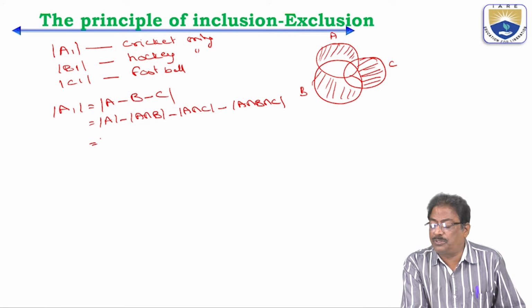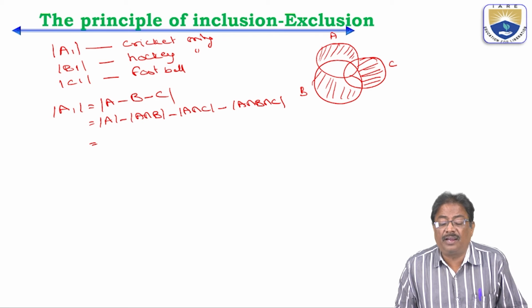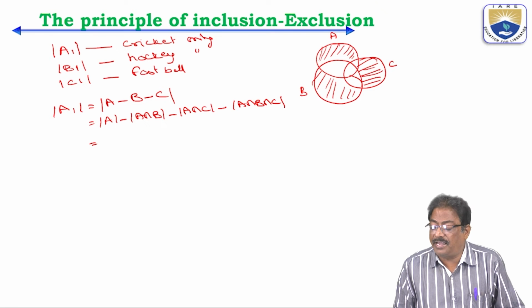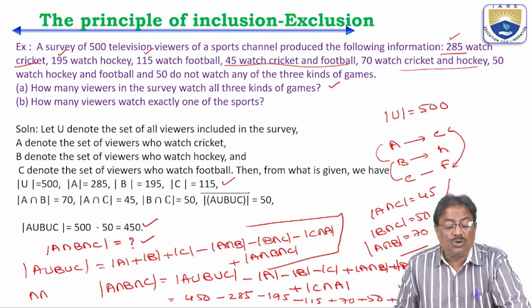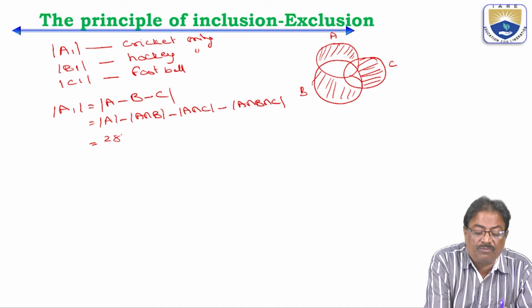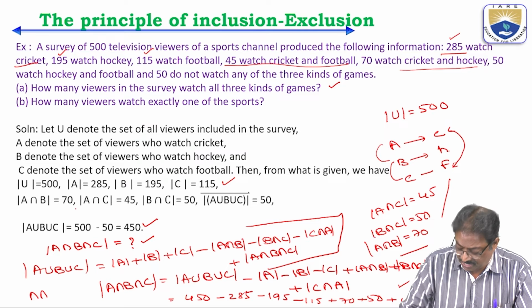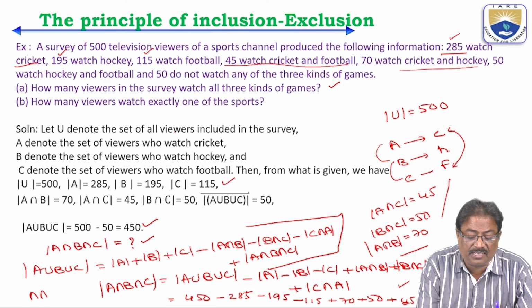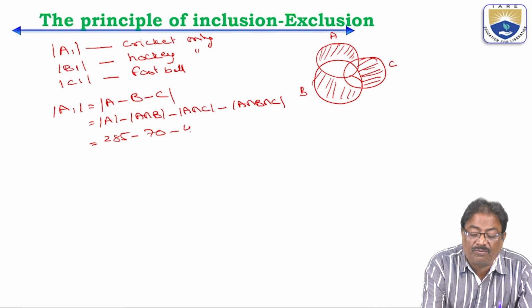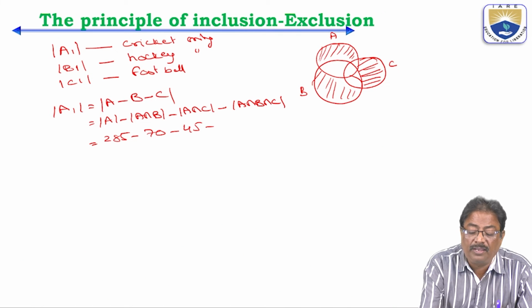So we are going to substitute all the values. What is cardinality of A? What is A intersection B? And A intersection C? And A intersection B intersection C? This is given already: cardinality of A is 285, minus A intersection B, whose cardinality is 70, minus A intersection C, which is 45, and A intersection B intersection C is only 20.